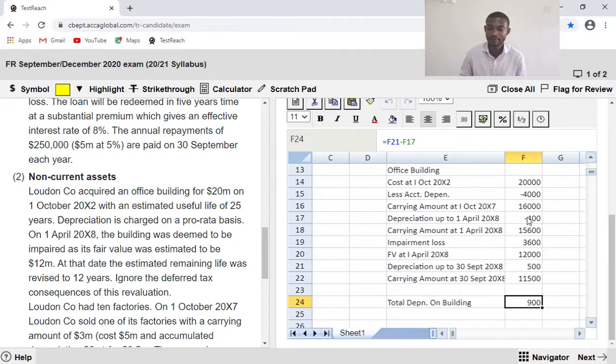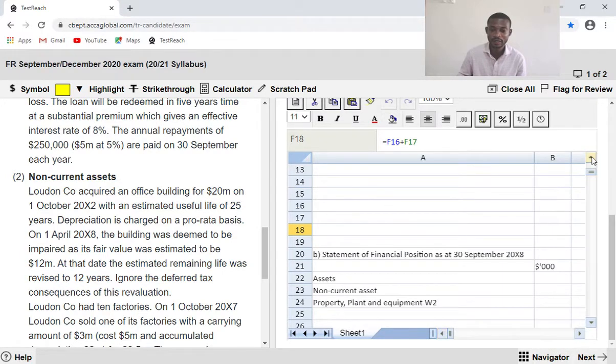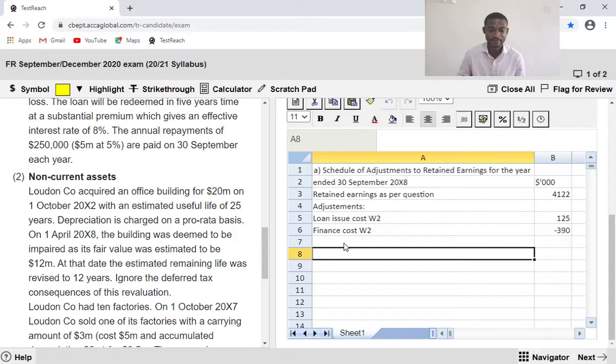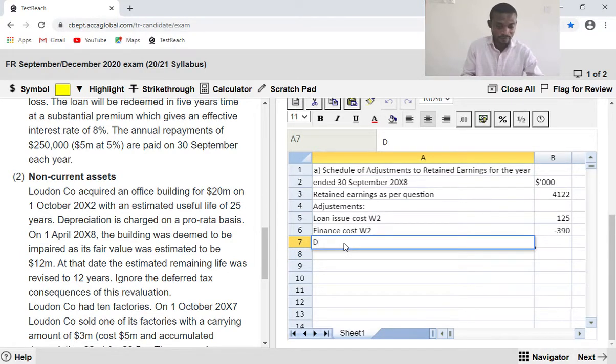Otherwise, I would have left this out. So just for you to know that I will have not negated this, and instead bring the formula here and say 16 minus 400. So take note, it comes with practice. You need to practice to understand the formulas, how it works. So I have a figure that will go to P&L. So I'll quickly go to P&L. And say, P&L, where are you? So the adjustment here and say depreciation on building. Remember, it is workings number 2.